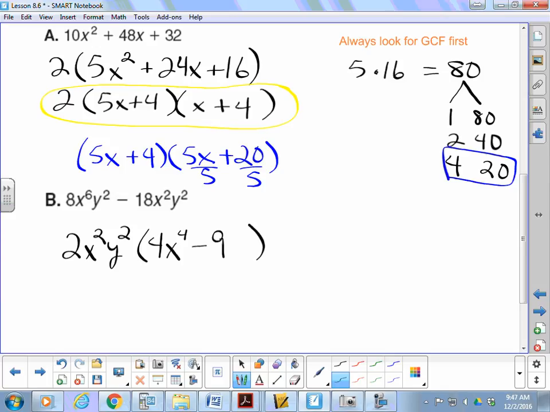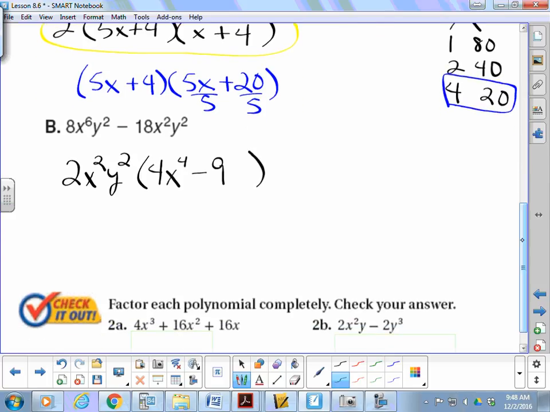So now I look at my result. What's in the parentheses? I have 2 terms separated by a minus sign. So I should check to see if those are the difference of 2 squares. Is 4x to the 4th power a square? 4 is a square and x is raised to an even power, so yes. Is 9 a square? Yes. So then I can factor that one also.